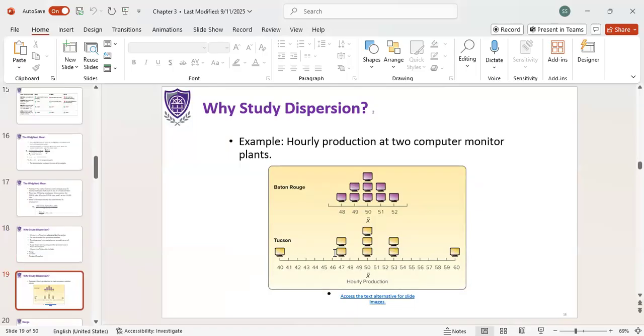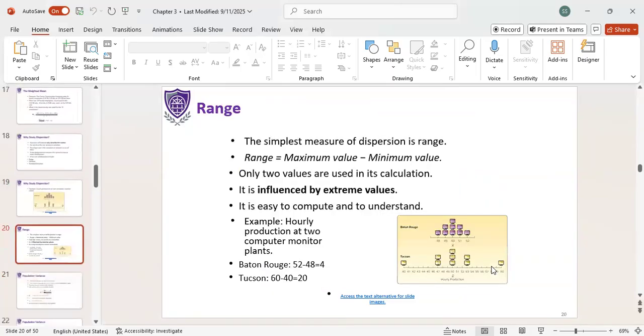The range is one of them that is very easy to calculate: maximum minus minimum. Here we have two different data sets. Both of them have the same measure of central tendency, but as you can see, the spread around the mean is a lot different. This one is a lot more concentrated around the mean, but in this one you have a lot more spread. So if we calculate the range, which is maximum value minus minimum value, we can compare the dispersion or spread of these two data sets with each other.